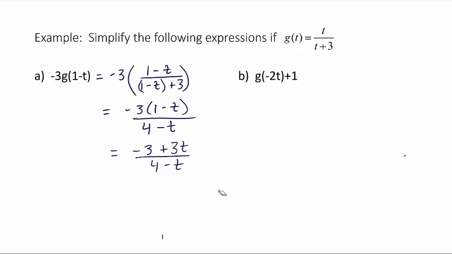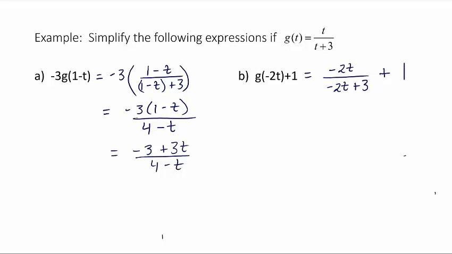In the next example, we've got g of negative 2t plus 1. Okay, so a couple of things there. Our input is negative 2t, so that's what we're plugging into the function for t, right? So I'm going to have negative 2t in the numerator divided by negative 2t plus 3. So I just substituted negative 2t everywhere I see a t in the function. And then to the outside of the function, to the result of that, I'm going to add 1.